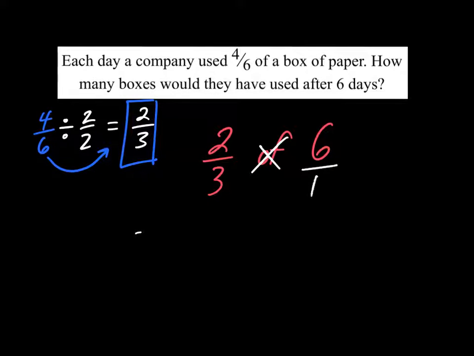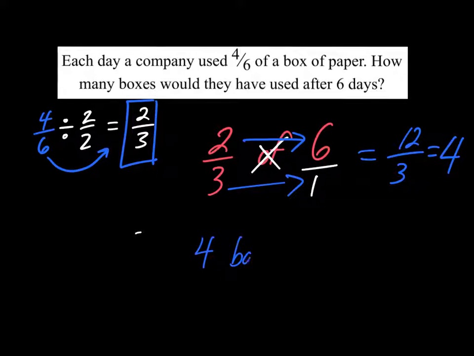Of means times. I put my 1 under the 6. Let's go ahead, multiply straight across. And we get 2 times 6 is 12 over 3, which is 4. Since it's a word problem, we need to have our label, 4 boxes of paper.